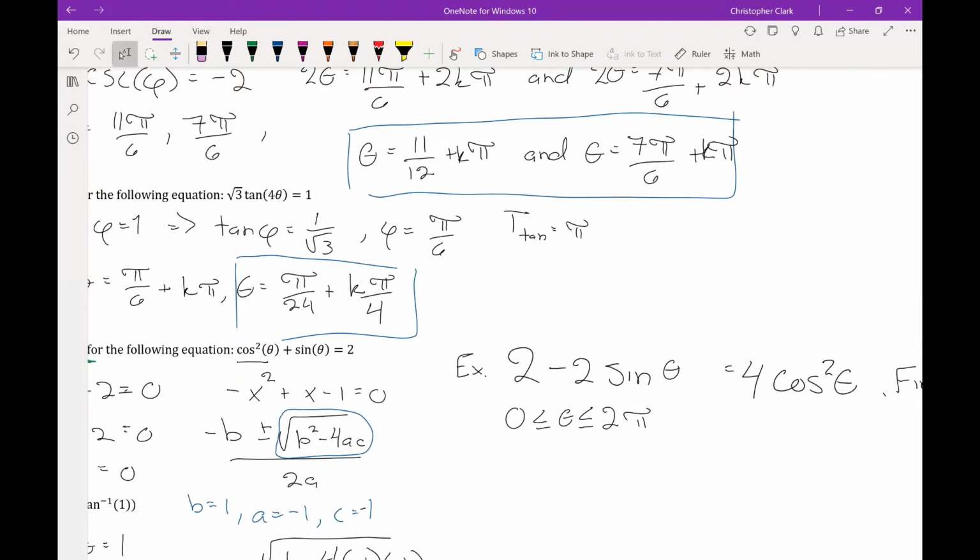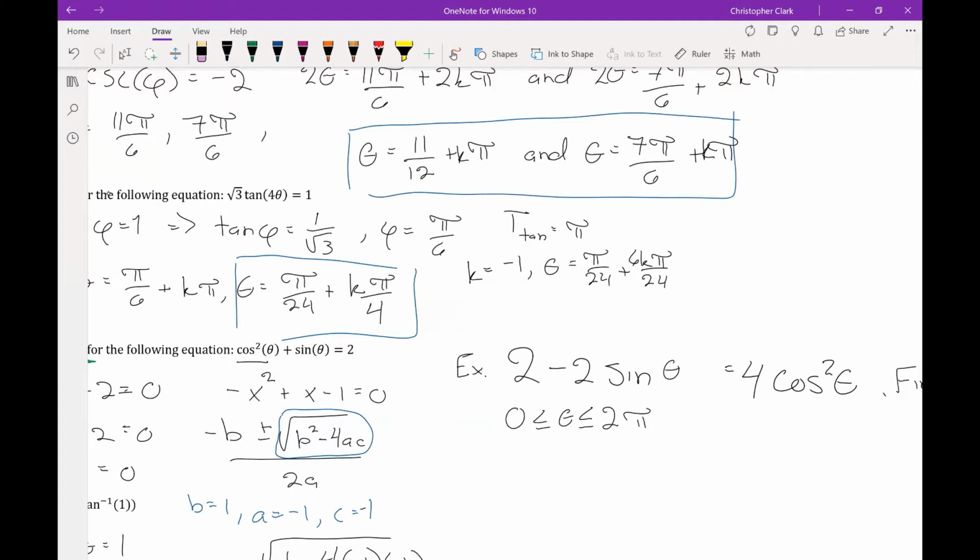So let's just start plugging in k's. When k is equal to -1, that is theta equals pi over 24 plus k pi over 4. Now I went ahead and rewrote this theta as pi over 24 plus 6k pi over 24. The reason is just to make our lives easier, right? Now that we have 24 on the bottom, we can add and stuff like that.